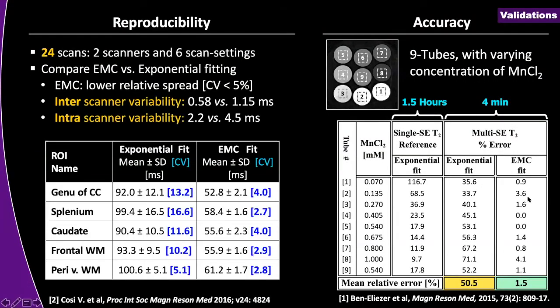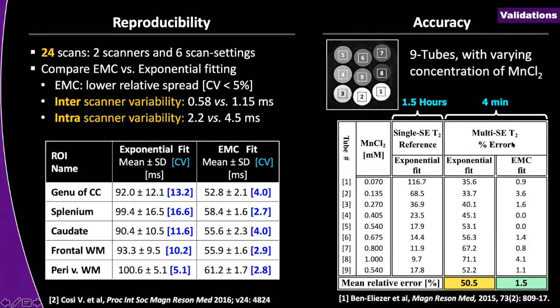I also did back in the days a lot of validations for this technique. Here on the left, you can see reproducibility, where I ran either 24 scans on a brain or I think 20 scans on the hip on different scanners with different scan settings to estimate inter-scanner variability and intra-scanner variability. And the values are pretty low.